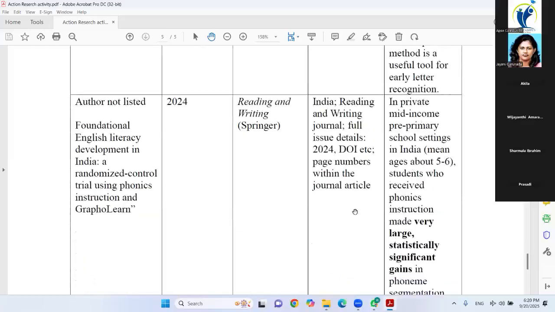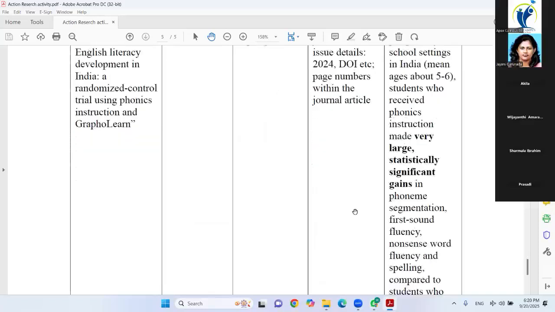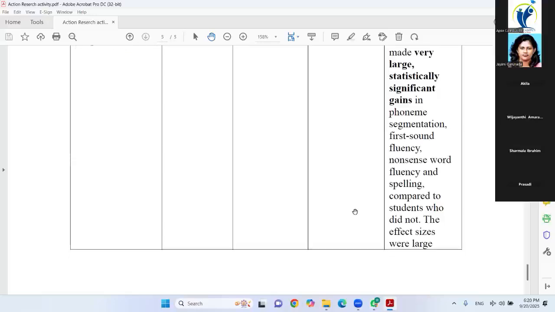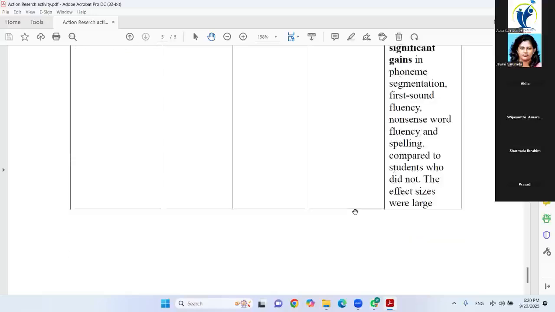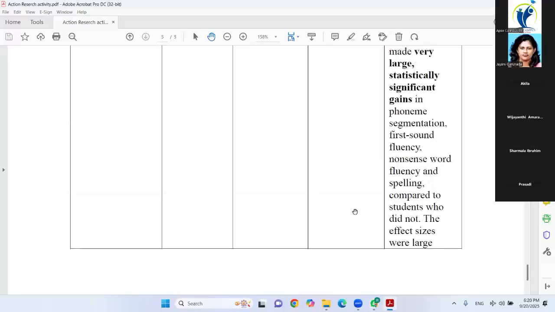Next one: in a private mid-income pre-primary school setting in India, with a mean age of about 5 to 6, students who received phonics instruction made very large, statistically significant gains in phoneme segmentation, first sound fluency, nonsense word fluency and spelling, compared to students who did not. The effect sizes were large.